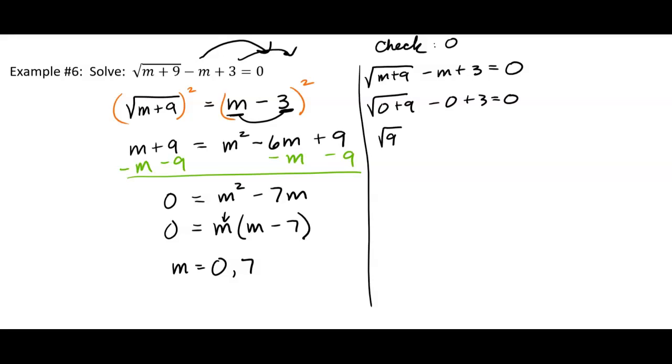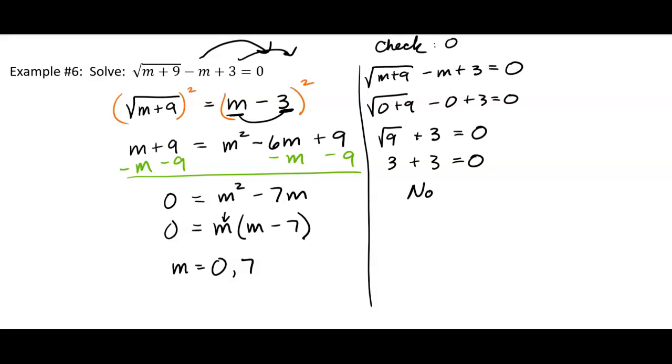Square root of 9, because 0 plus 9 is 9, minus 0, I don't really need that, plus 3 equals 0. So the square root of 9 is 3. 3 plus 3, does that equal 0? No. So this does not work. 0 was a solution, but it didn't work.